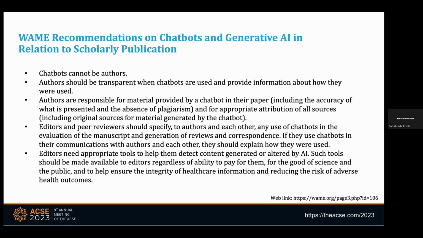Editors and peer reviewers should specify to authors and each other any use of chatbots in the evaluation of the manuscripts and the generation of reviews and the correspondence. If they use chatbots in their communications with authors and each other, they should explain how they were used. Editors need appropriate tools to help them detect content generated or altered by AI. Such tools should be made available to editors regardless of ability to pay for them, for the good of science and the public, and to help ensure the integrity of healthcare information and reduce the risk of adverse health outcomes.